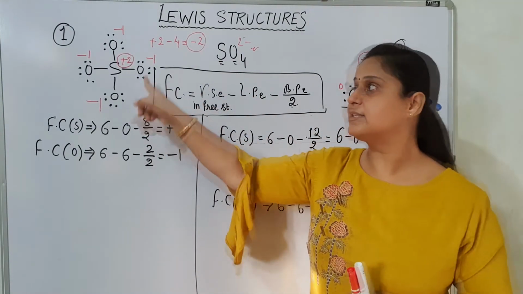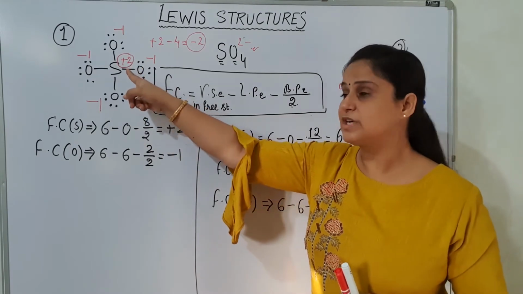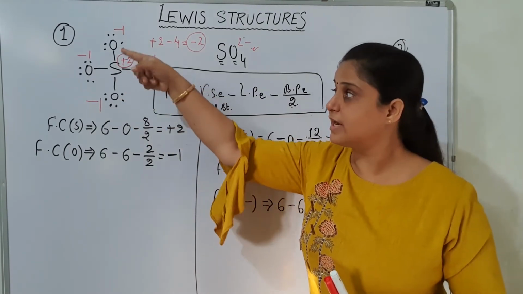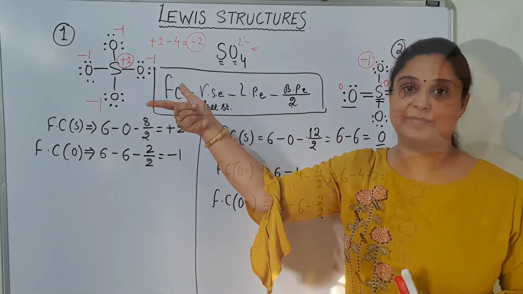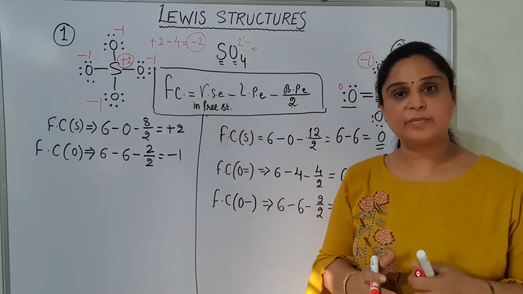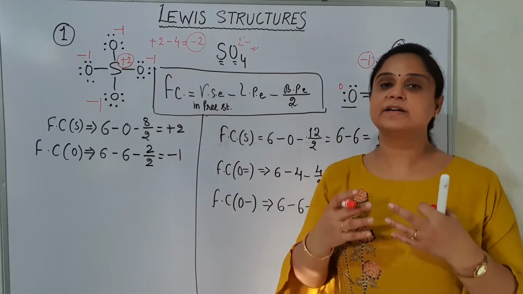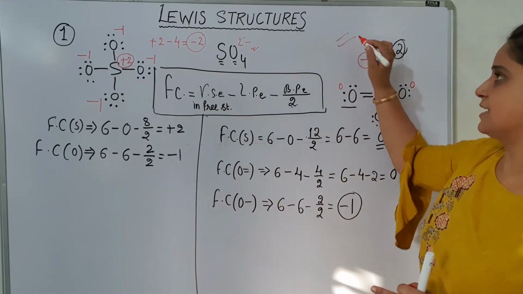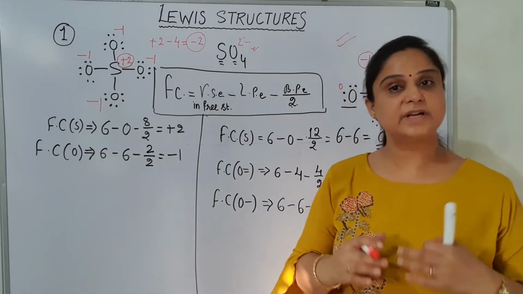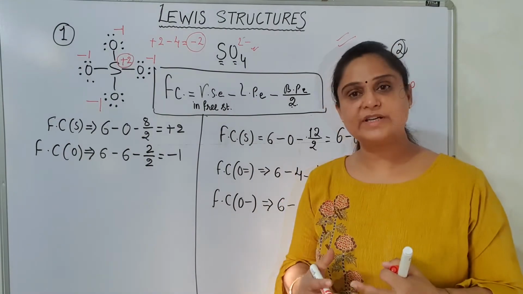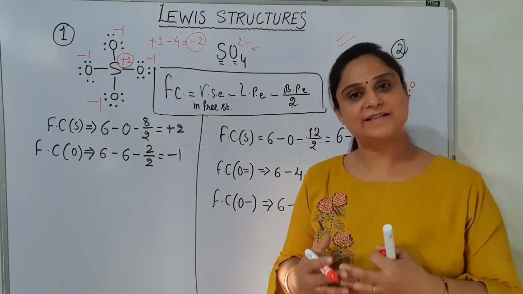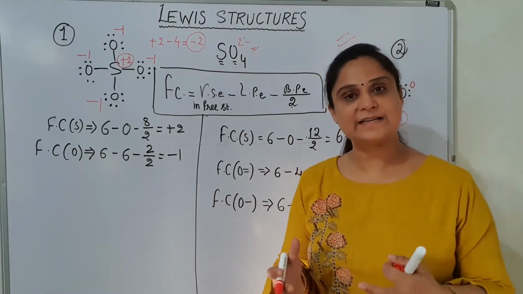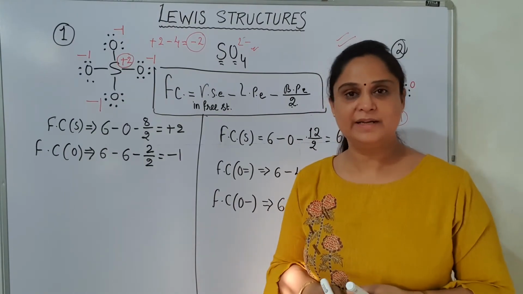On the other hand, this structure is showing a plus 2 charge on one sulfur, and the rest of the atoms also have charges on them. So the concept of formal charge justifies the structure which is observed by the experiments, and that is this second structure. I hope it is now somewhat clear to you. Now let us do one more example taking the same concept so that you can understand it completely. Okay, let's do it.